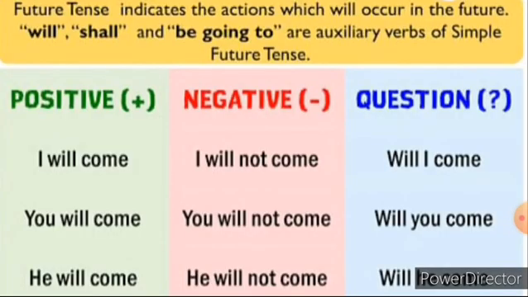Future tense indicates the actions which will occur in the future. Will, shall and be going to are auxiliary verbs of simple future tense. That is, simple future tense means a plan for future action. Now look at this example. I will come. You will come. He will come. With the help of the word will, we can identify that this tense is simple future tense.